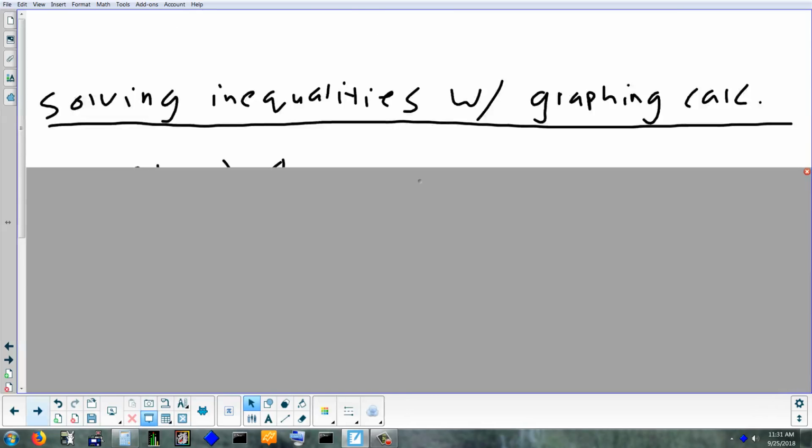All right, let's look at solving an inequality with the graphing calculator. This comes in handy when you have problems that you can't do algebraically, like this. Unless the numbers work out really nice, I'm just making an inequality. You're probably not going to be able to solve something like that with algebra, but you could definitely solve that on the calculator.